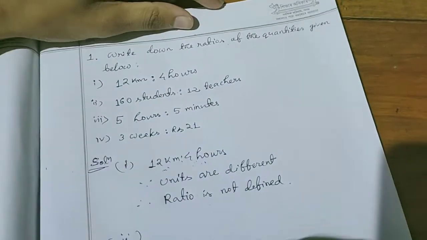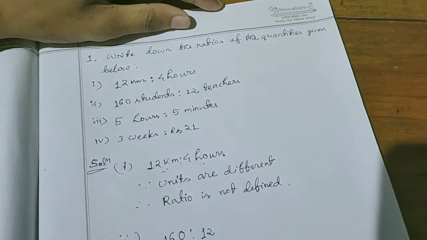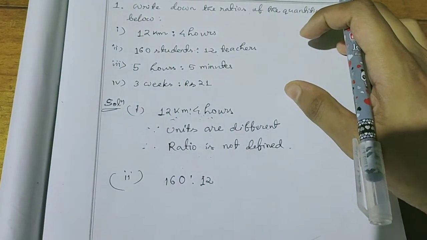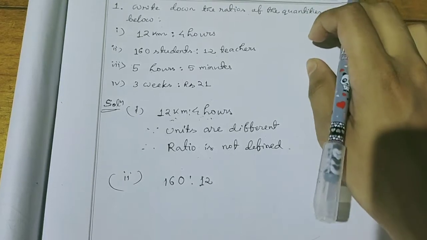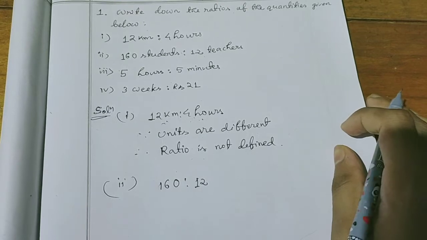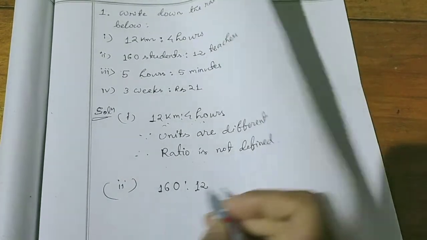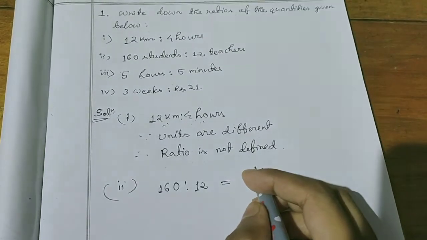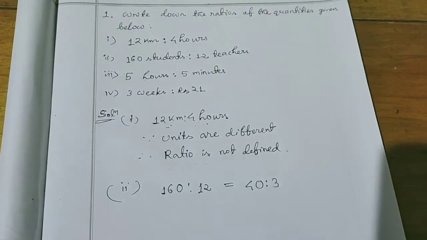Then number 2, 160 students is to 12 teachers. Now students and teachers both are numbers. Numbers of what? Numbers of persons. Number of persons. So their unit is same, so we can calculate their ratio. So it is 160 to 12 and it will be 40 to 3.